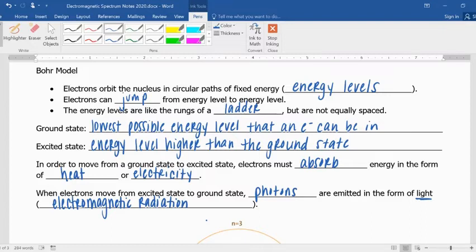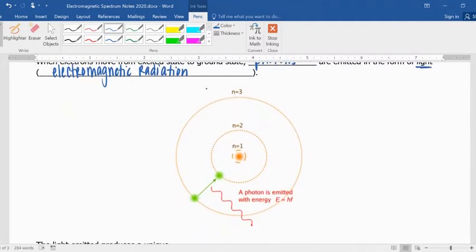So if we look at this Bohr model right here, let's go through this process. First, we have an electron that is in the ground state. So right here, we're in the ground state. And we could call that the first, or actually in this case, it's at the second energy level. Then what happens is this electron can absorb energy, in the form of heat or electricity, and it jumps to this excited state.